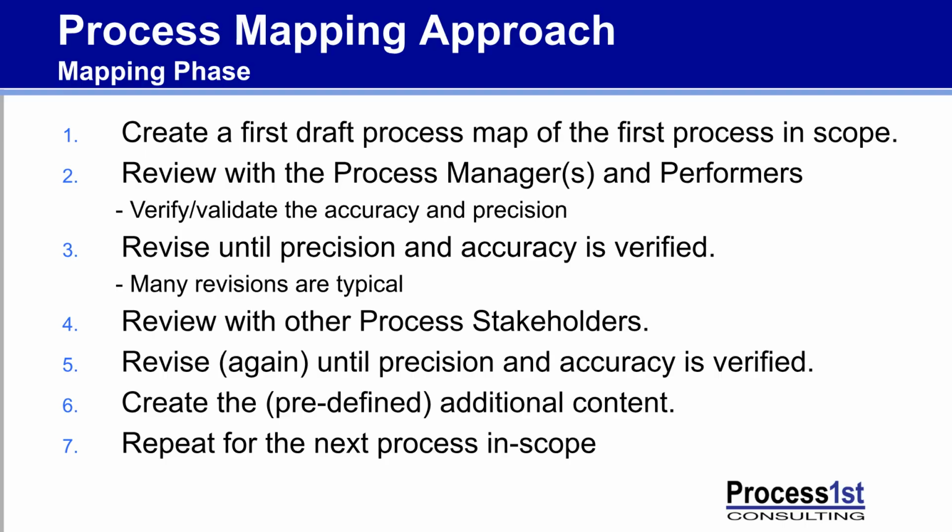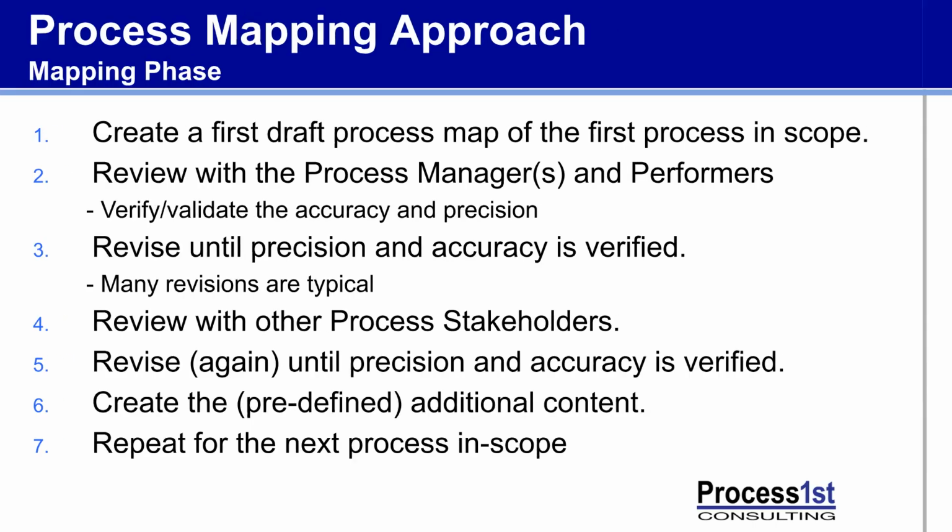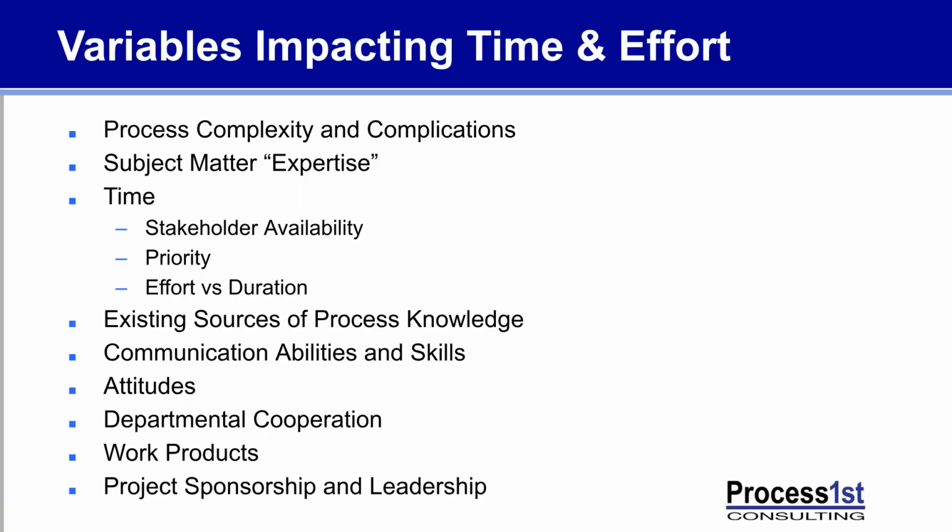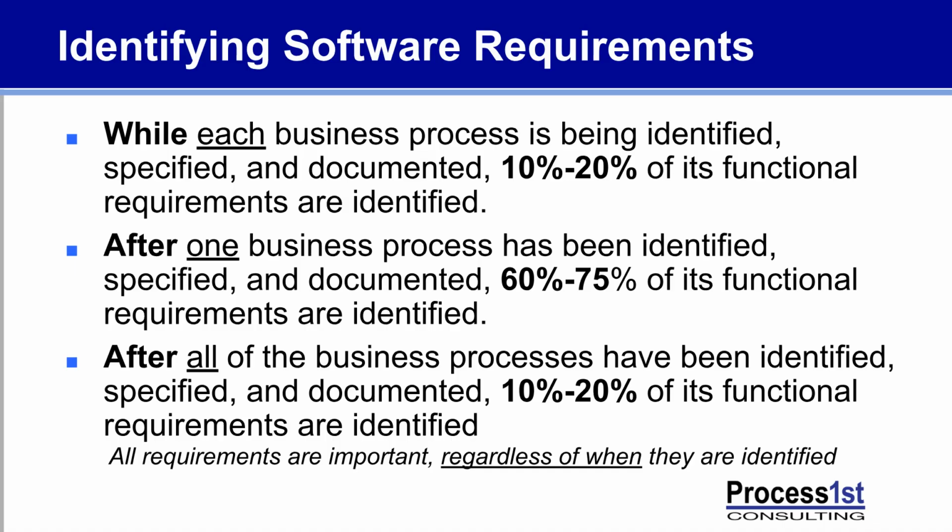We draft the map, review it with process managers for accuracy, revise until verified, gather stakeholder feedback, and finalize supporting content. Many variables impact your time and effort, including process complexity, subject matter expertise, stakeholder availability, and the level of organizational cooperation. Finally, remember that identifying software requirements is a staggered process. You will uncover them in phases, but every requirement is valuable regardless of when it is identified.